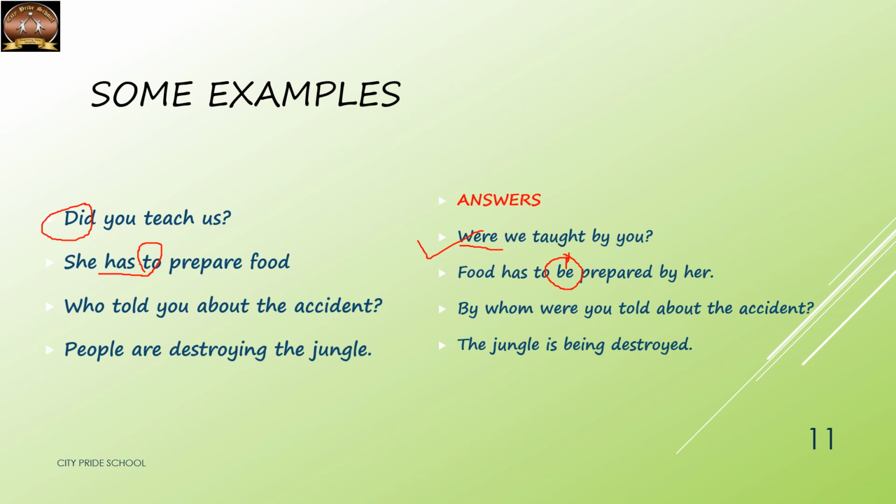Who told you about the accident? So the answer is going to be by whom were you told about the accident? Children, this particular question will have only one passive voice. You remember in the previous slide I told you that interrogative sentences which begin with who can have two passive voices. But this sentence cannot have the other passive form. The last is people are destroying the jungle. So the jungle is being destroyed.